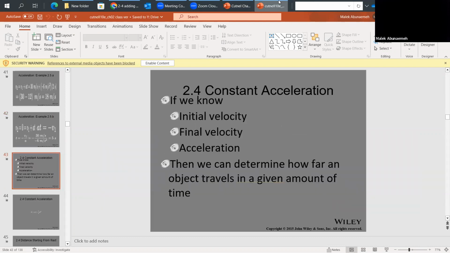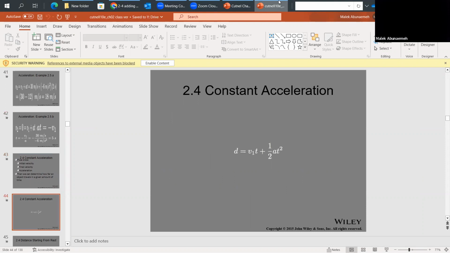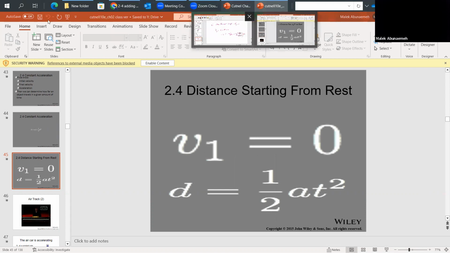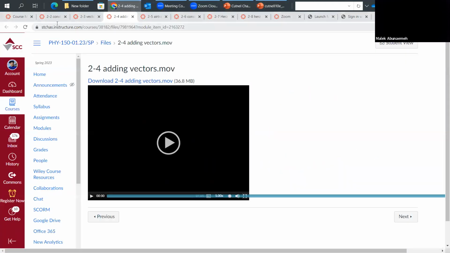Now, if we know the initial velocity, the final velocity, and the acceleration, then we can determine how far an object travels in a given point of time. We actually derive this equation where your distance is going to equal VIT plus 1/2 AT squared. Starting from rest, where VI is going to equal 0, your distance is going to equal 1/2 AT squared. Now, let's look at this next video that we have.